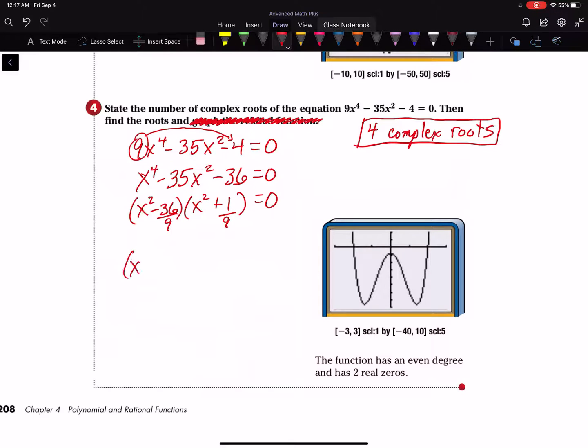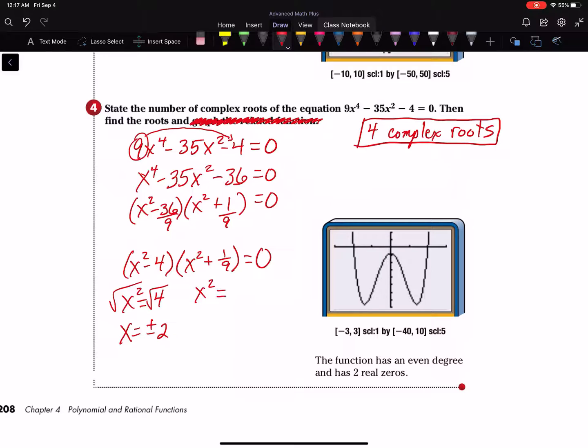So this will reduce to x squared minus 4. And this reduces to x squared plus 1/9 equals 0. And to get your answers, you set both of these equal to 0. So x squared equals positive 4. I take my square root. X is plus or minus 2.